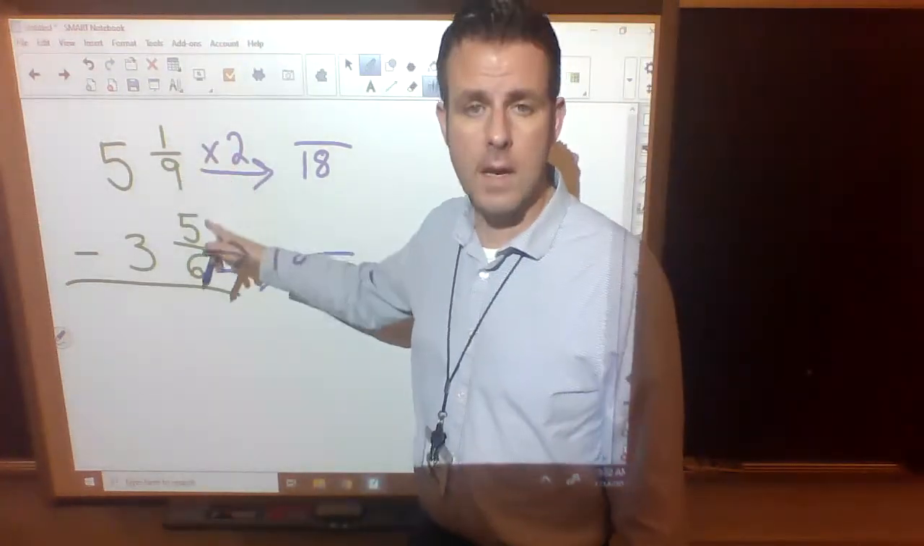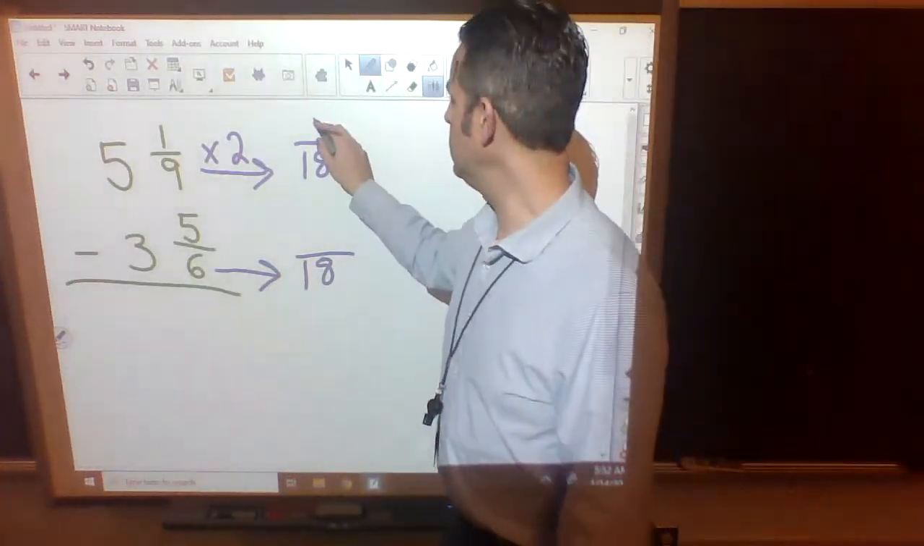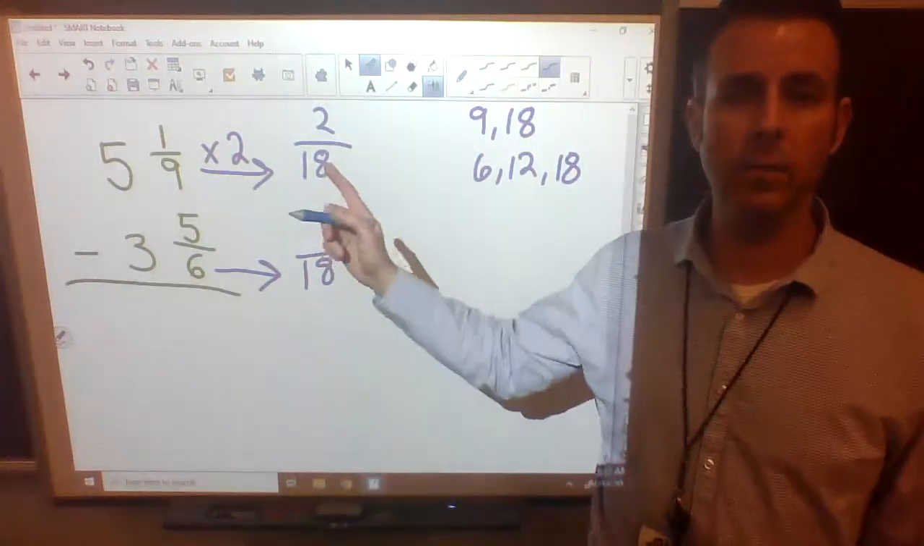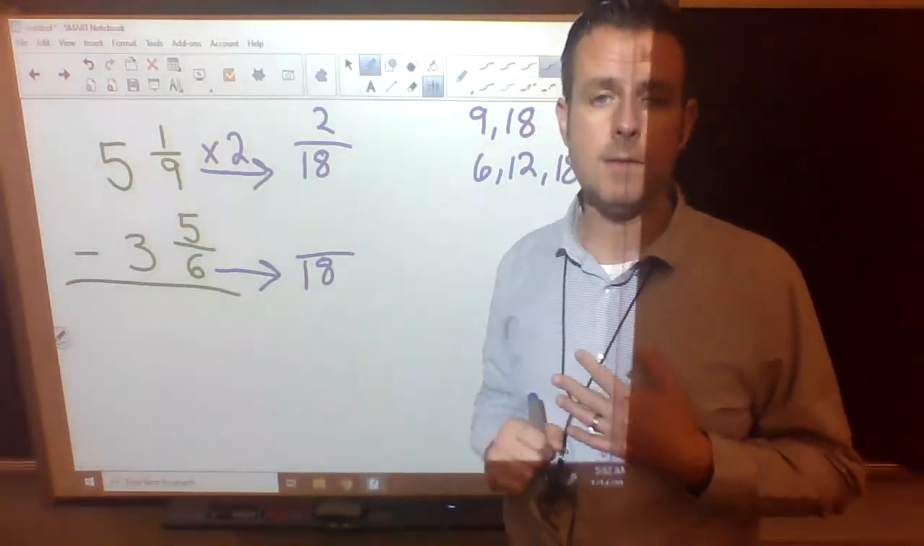Because we have to take the top number times the same number. 1 times 2 is 2. So on this one, we have 1 9s converts to 2 18s. It's an equivalent fraction, but we need it to be 18s.